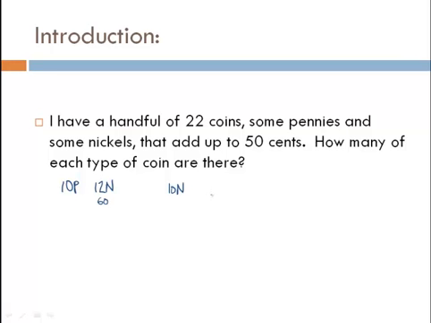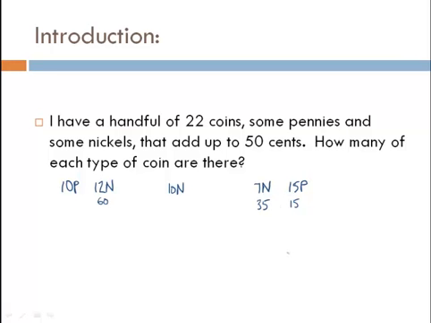cents. I'll spare you the agony, and I'll give you the answer. In this case, it's 7 nickels and 15 pennies. If you do 7 times 5, that's 35 cents, plus 15 more cents, that adds up to 50 cents total. And 7 coins plus 15 more coins adds up to 22.